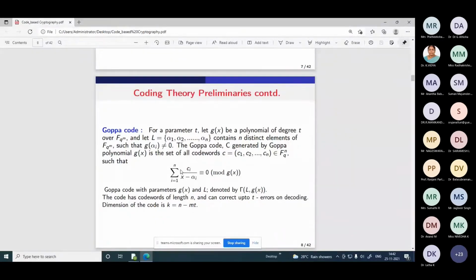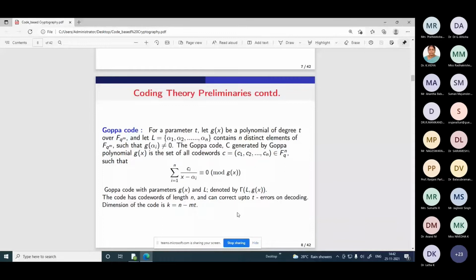How? It is nothing but the set of all code words. What are those code words? When C satisfies this equation, then it is a code word, where C is an n-tuple, with each c_i, such that the summation for i equal to 1 to n of c_i by (x minus alpha_i) is congruent to 0 mod g of x. Since we know the alpha_i and g of x, from that we can compute this equation, and the elements which satisfy the equation form the code words.